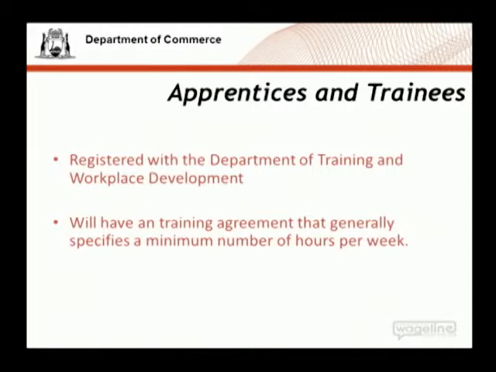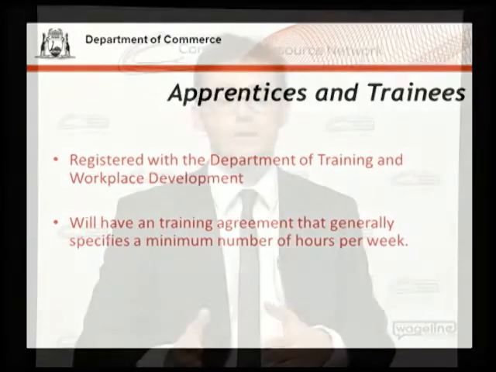Also, it's important to be aware that they will generally have a training agreement that specifies a minimum number of hours of work per week. So that will mean that even if you can only provide a certain amount of hours, you generally have to pay them for the minimum number of hours that are specified in their training arrangement.